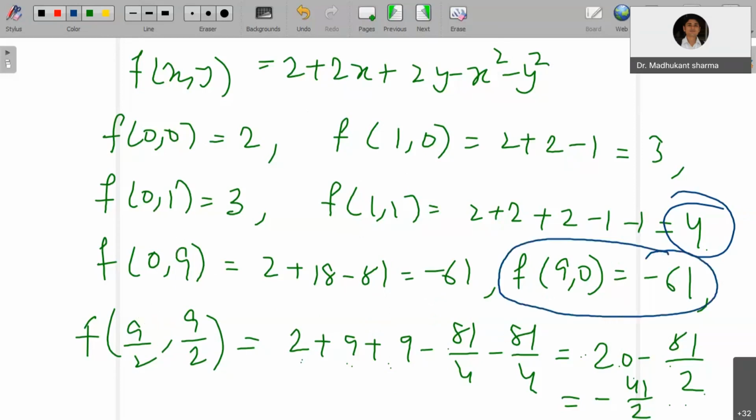Okay. So f at (0, 9) or (9, 0). So you have 2 points of absolute minimum, 1 point for absolute maximum. So there may be multiple points. There is no uniqueness about it. Okay. Right. Fine. So this is about the absolute maxima and minima.